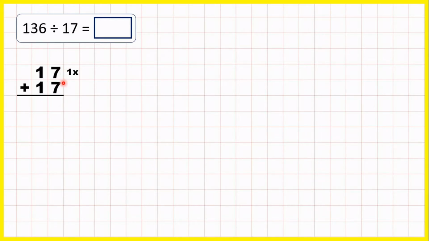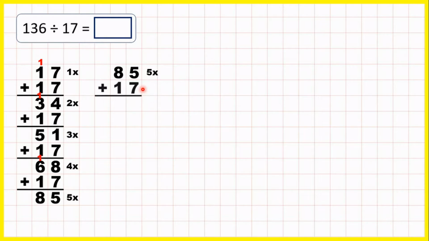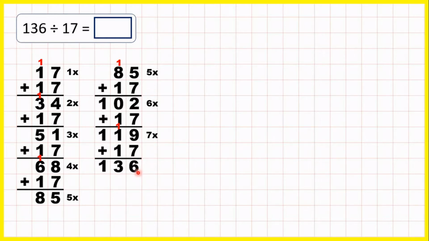We can count up in 17s, so 17 is 1 times, add another 17, 34 is 2 times, 51 is 3 times, 68 is 4 times, 85 is 5 times, so if we take that 85 and add another 17, that gives us 102 for 6 times, 119 for 7 times, and 136 for 8 times. So that means 136 divided by 17 must be 8.